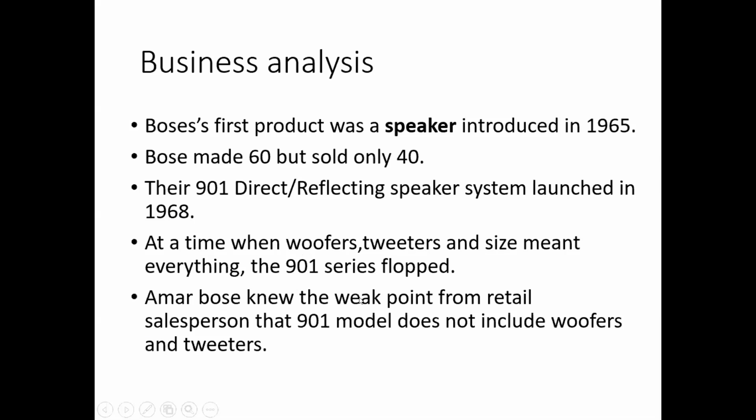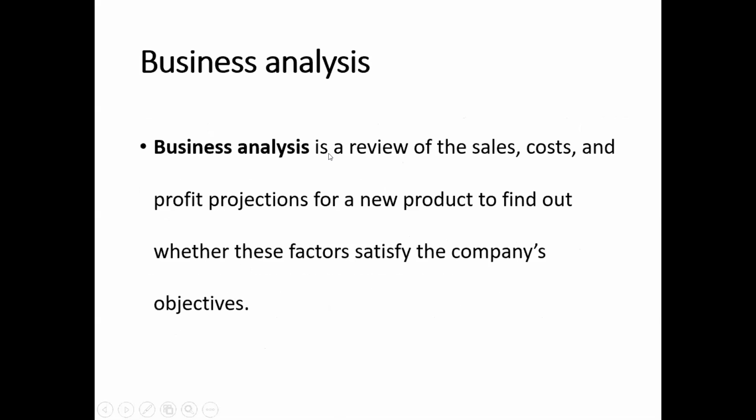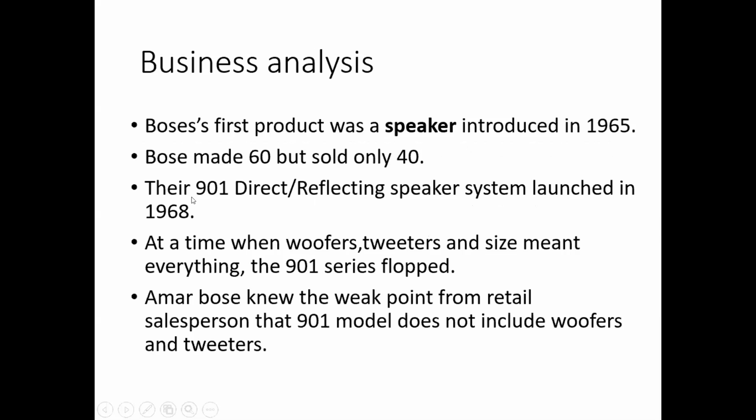In this case, Amar Bose learned the weak point from retail salespeople: the 901 model does not include woofers and tweeters. So by seeing this, we can see the sales, cost, and profit projection for a new product. He made the 901 model, but it was not that successful because at that time, woofers and tweeters and sizes were more popular. So this 901 series flopped. So he analyzed this case and found out from retail salespeople that the 901 model does not include woofers and tweeters. This is like business analysis.